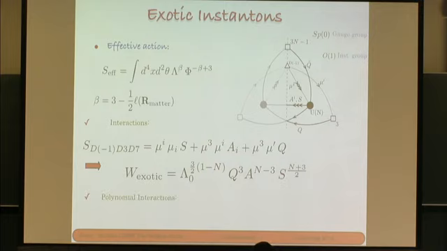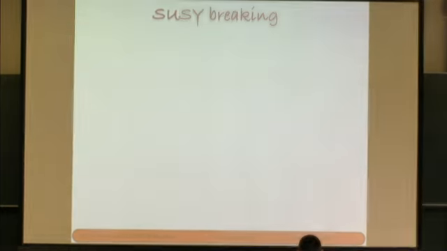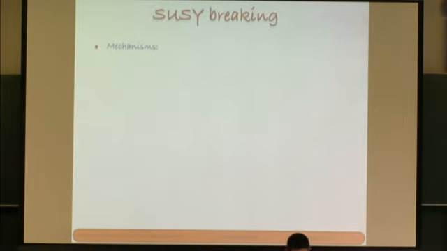The two main points: this exotic instanton generates polynomial interactions, and another important point is that the interactions are generated at a scale which is not the gauge theory scale, but is the scale of that gauge theory. Therefore, it's another scale. And this is very important because then you can create hierarchies and discuss several phenomenologically interesting features. Okay, I come to SUSY breaking.